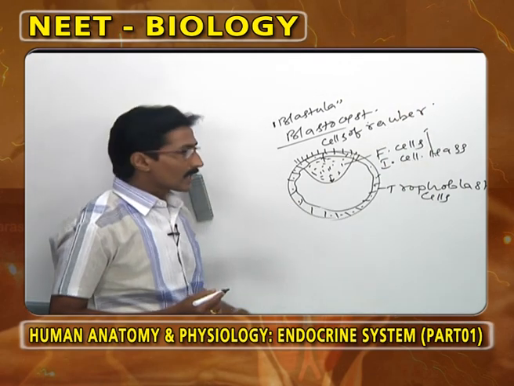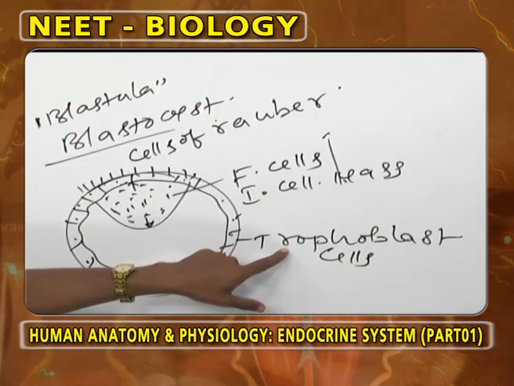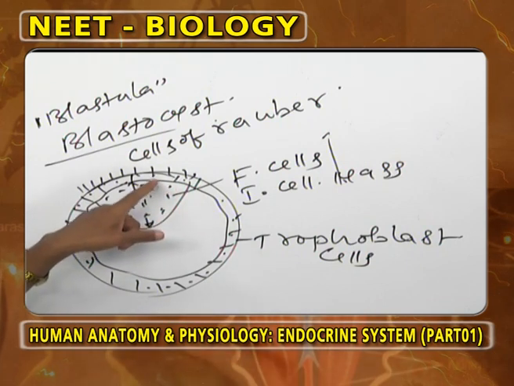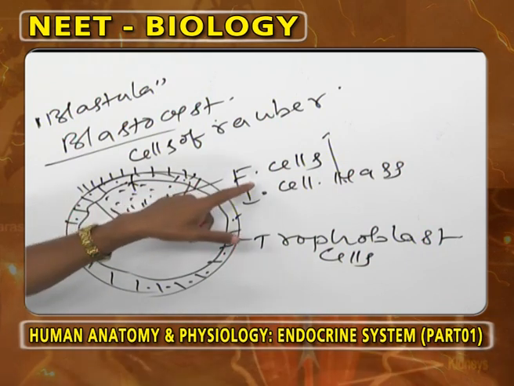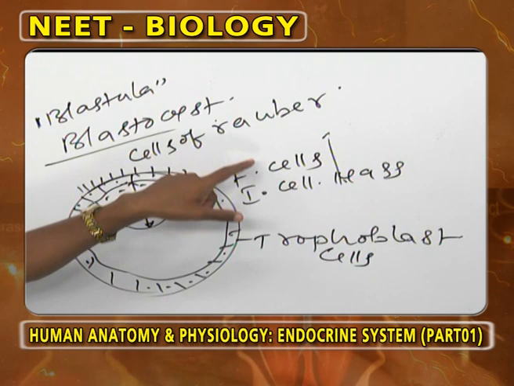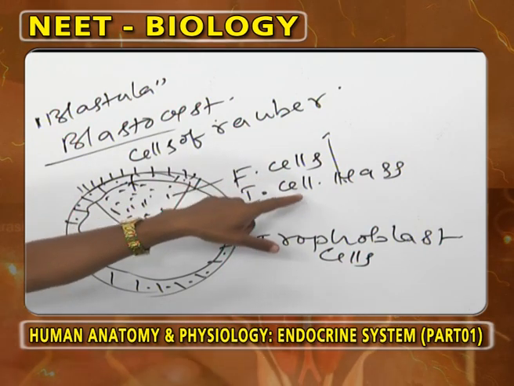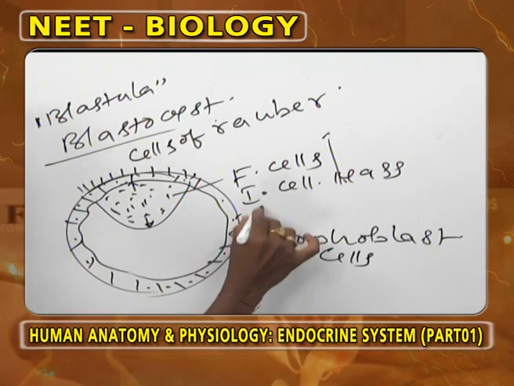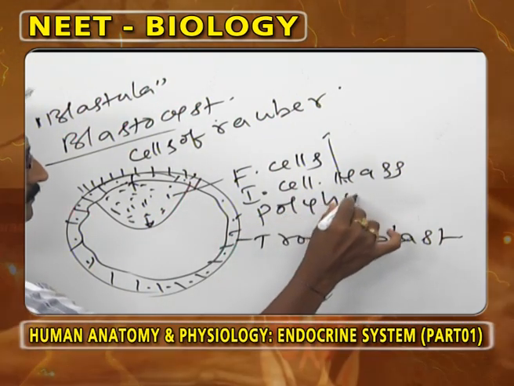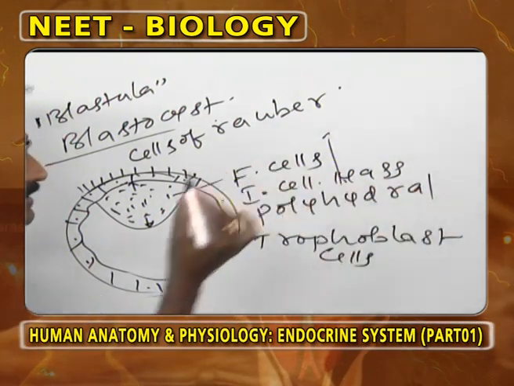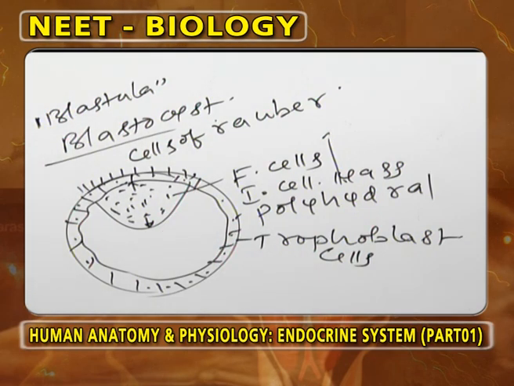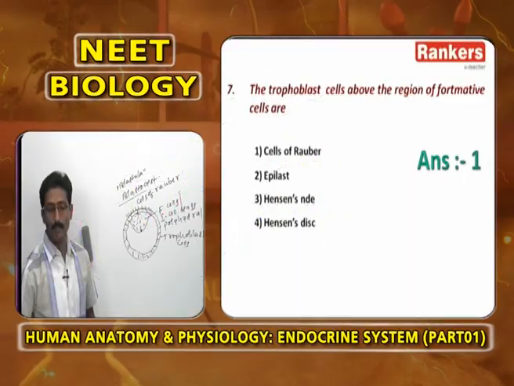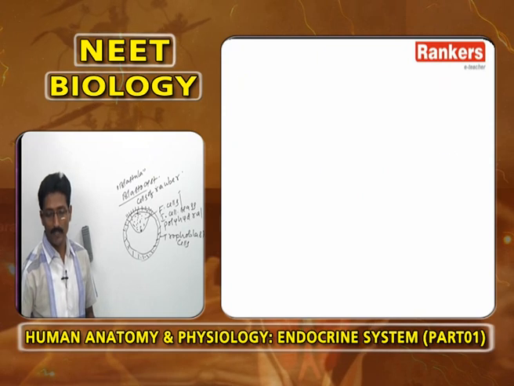What are the cells of Rauber? Nothing but trophoblast cells present above, on the dorsal side of the formative cells. What is the other name of formative cells? Inner cell mass. What is the shape of formative cells? Polyhedral. Now based on this information, what is the correct answer? The cells of Rauber. Now we go for the next question.